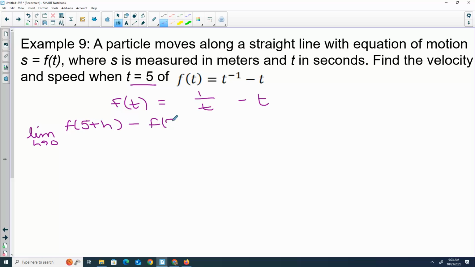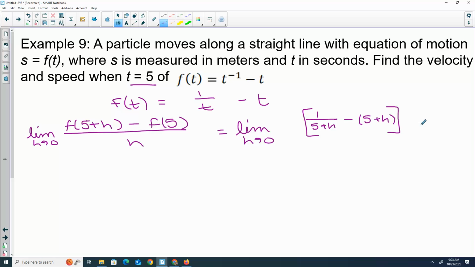minus f of a all over h. So if I plug in a 5 plus h, I get 1 over 5 plus h minus 5 plus h, minus, if I plug in a 5, I get 1/5 minus 5, all over h.